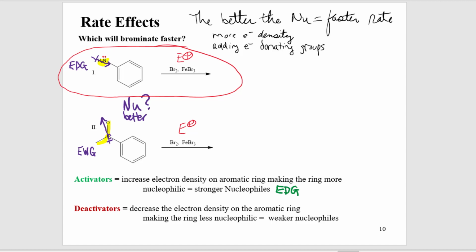Deactivators decrease the electron density on the aromatic ring, making them less electron rich, less nucleophilic, weaker nucleophiles. These are electron withdrawing groups. So if you can distinguish whether a group is donating or withdrawing, you have the power to determine the rate effects for different reactions.